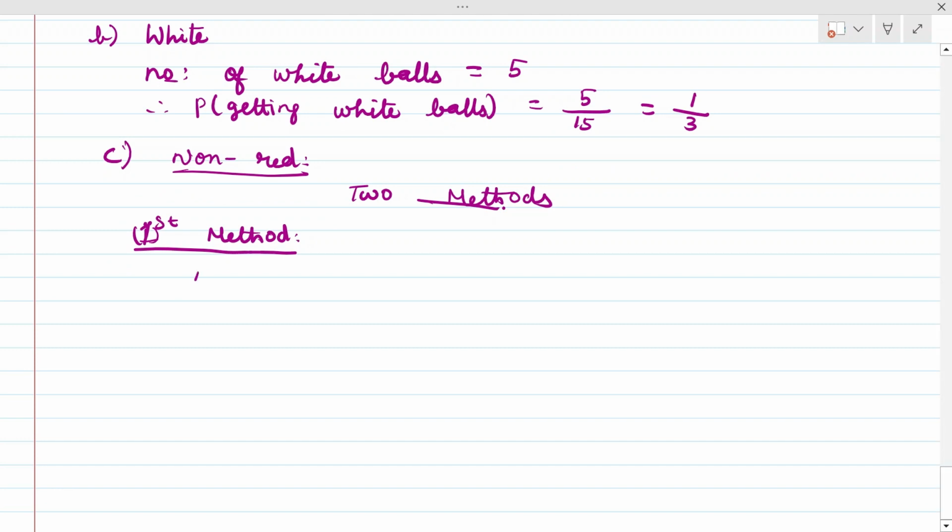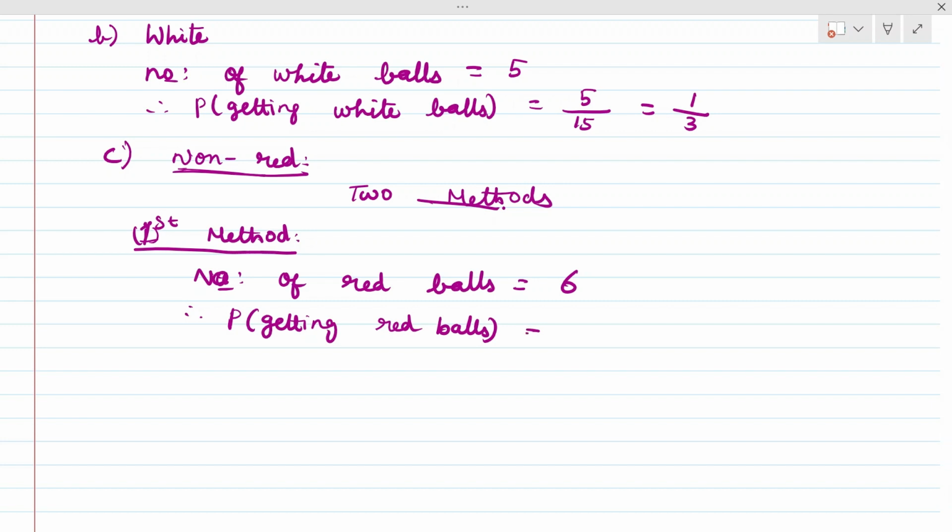The first method. The number of red balls: how many red balls are there? We have 6 red balls. So what we are doing? The question is non-red, but we are finding out the probability of getting a red ball. What is the probability? 6 by 15. 6 is the required red balls and 15 is the total possible outcomes.